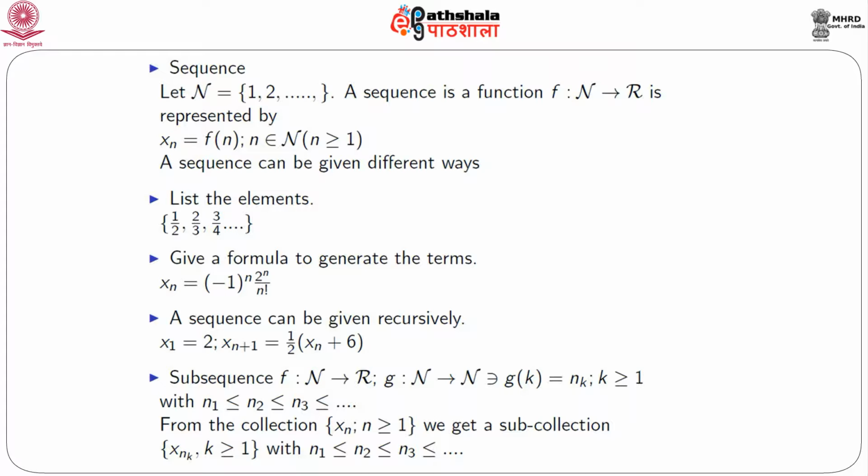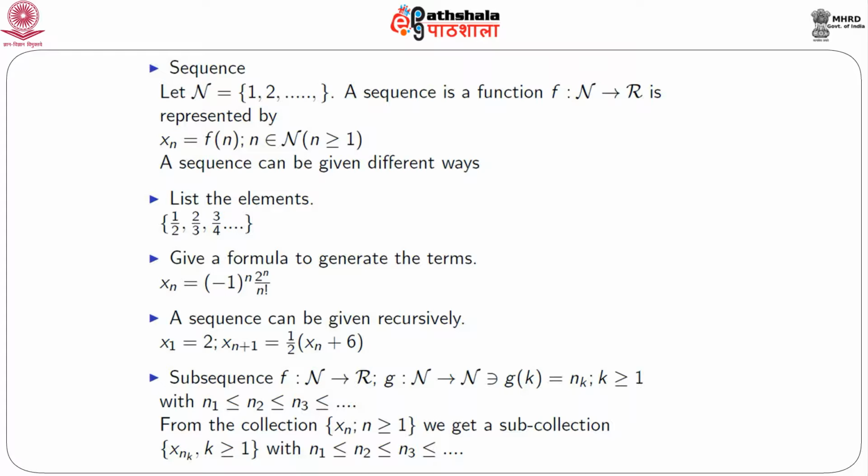A sequence can be given in different ways. We can express a sequence in different ways. The first way is obviously by listing the elements. So, I can have a sequence something like 1/2, 2/3, 3/4, 4/5 and so on. We can give a formula to generate the terms. For example, x_n equals (-1)^n 2^n over n factorial. So, if you put n equals 1, it will be -2. If we put n equals 2, it will be plus 2 squared over 2 factorial, and so on.